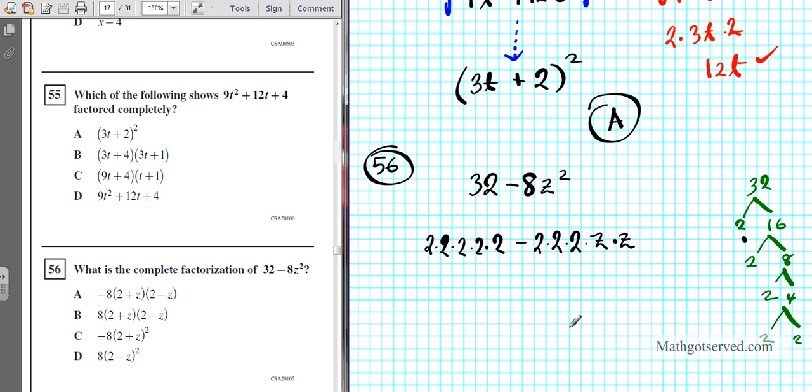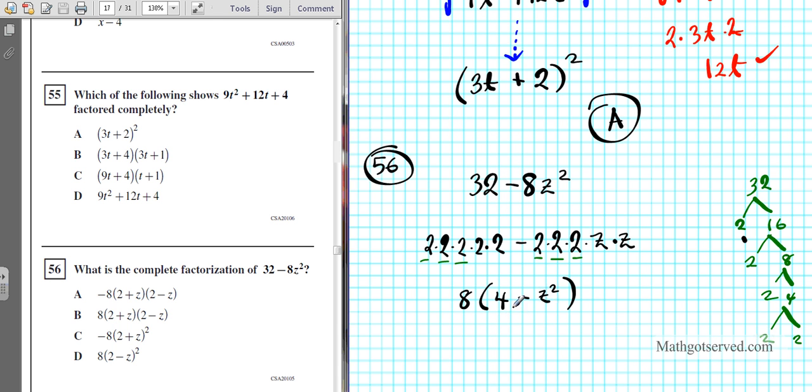All right? So why did I do this? Well, I want to extract the GCF if there is any. All right? So there's a 2 here, there's a 2 here, there's a 2 here, there's a 2 here, there's a 2 here, there's a 2 here. Okay? All right, so take out 3 2's, that's an 8, times 2 times 2 is 4, minus z times z is z squared. Okay?